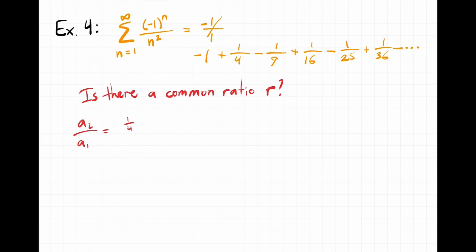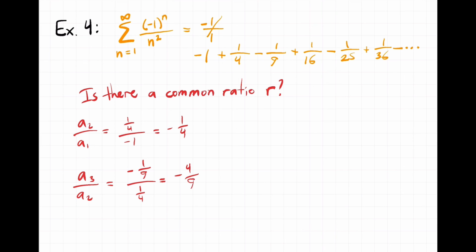That's 1/4 over negative 1, which is negative 1/4. Now we could try a3 over a2. That is negative 1/9 over 1/4. That gives us negative 4/9. Now, 4/9 is not the same thing as 1/4. In fact, negative 4/9 is not the same thing as negative 1/4. Right? If you took a4 divided by a3, you would end up with negative 9/16, in fact, which is, again, not the same thing as negative 1/4 or negative 4/9.